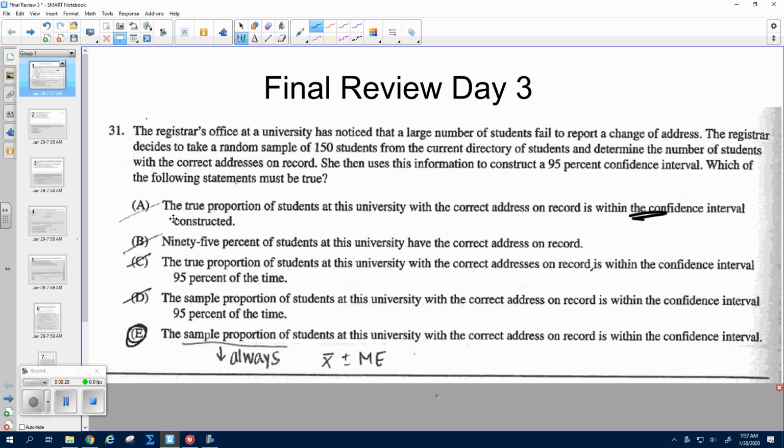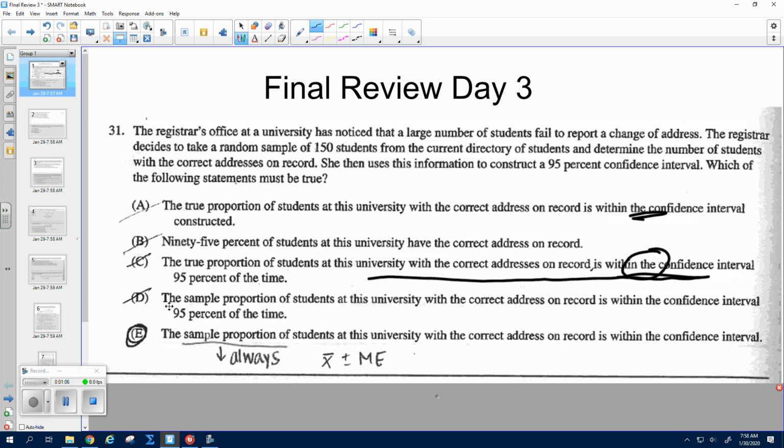All right. B says 95% of the students at this university have the correct address on record. No, that's not even talking about a confidence interval. C says the true proportion of students at this university with the correct address on record is within the confidence interval 95% of the time. This one was tricky. I could see why you would pick it. The problem is it's talking about the confidence interval that you made right here. And so again, that's just the one confidence interval. We don't know for sure if the true P is in it. It's either in it 100% or 0. This would have to say something about taking a bunch of confidence intervals.